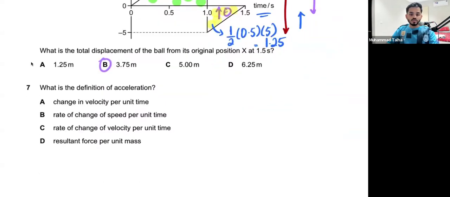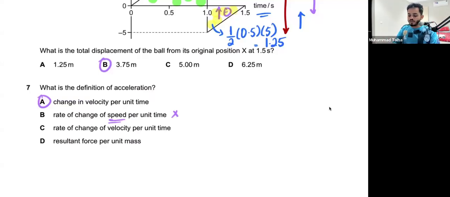What is the definition of acceleration? Change in velocity per unit time. This is my answer. Or another one that the examiner likes to use is the rate of change of velocity. Rate of change of speed per unit time. This is wrong for two reasons. It's not speed, technically it's velocity. And rate of change of speed and then saying per unit time as well means it's divided by time twice, which is not what's happening. It's divided by time and then divided by time again, which is not correct.